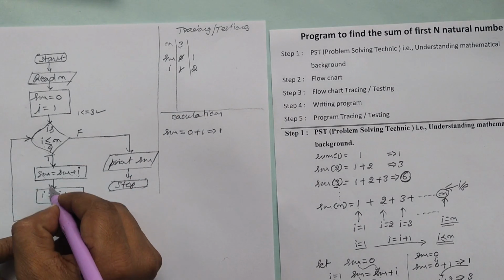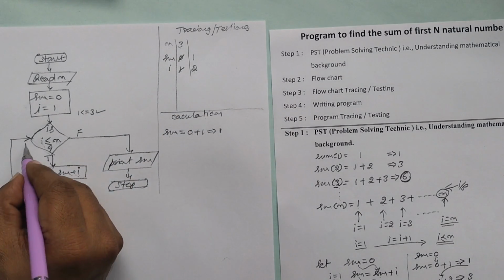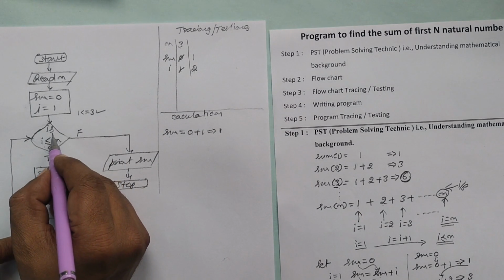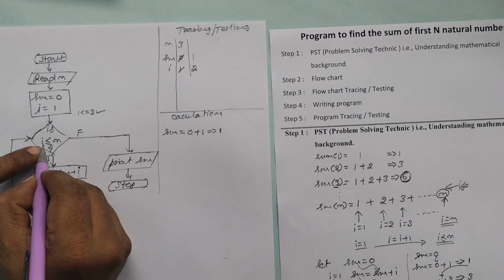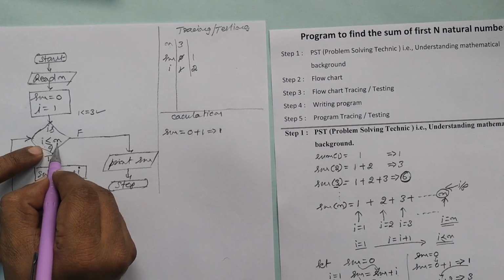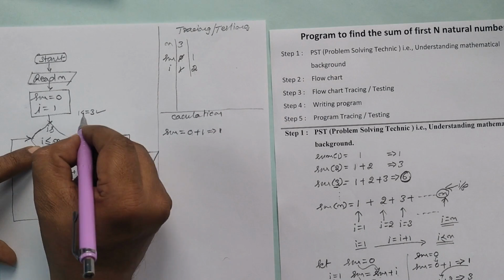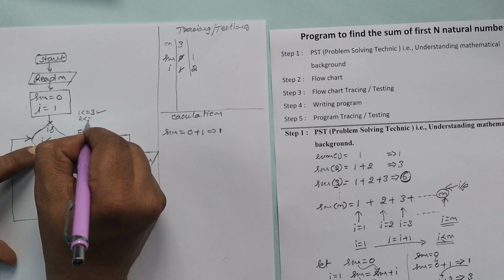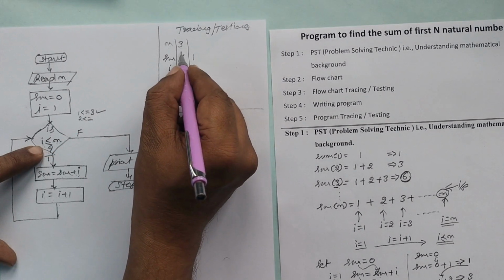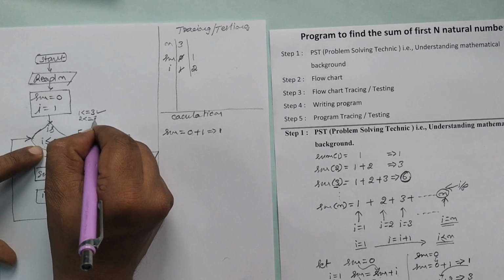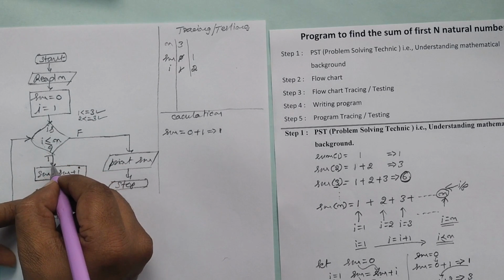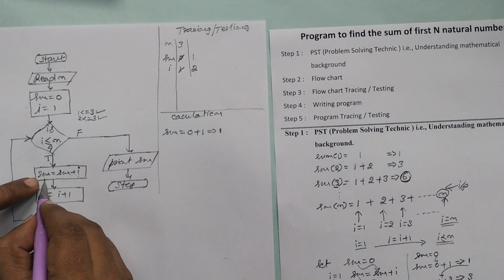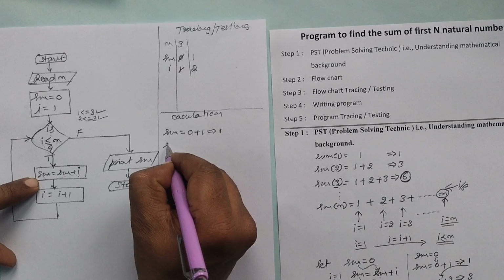After successful execution of body of the loop, control automatically returns back to the beginning of while statement, where once again the condition is: I value is less than or equal to n. I is equal to what? 2. 2 is less than or equal to n, that is 3. 2 is less than or equal to 3, true. So once again the body of the loop is going to execute. Sum is equal to sum plus I.